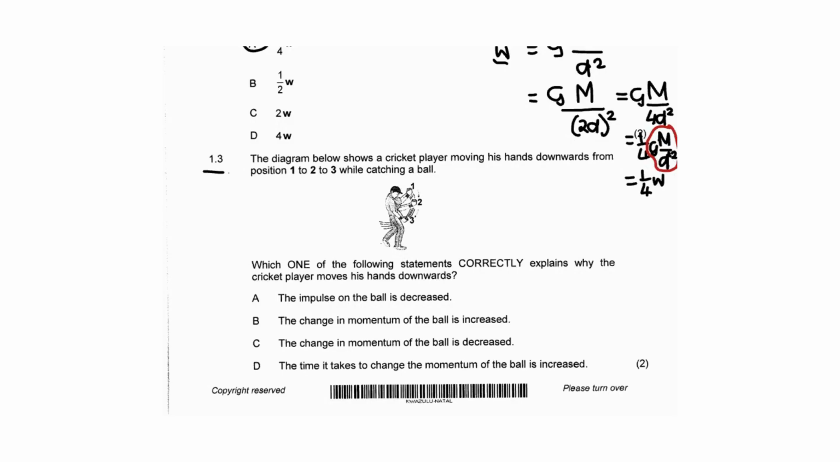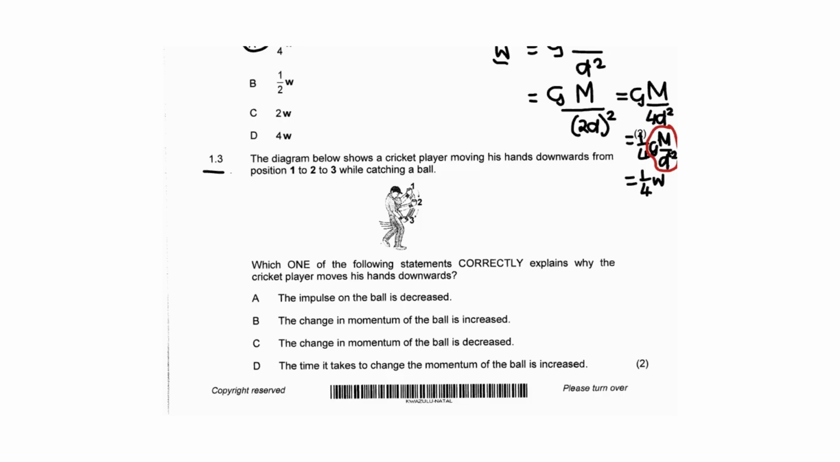Quickly going to 1.3: the diagram below shows a cricket player moving his hands downward from position 1 to 2 to 3 while catching a ball. If you think about this, it is very common. If someone throws something to you, you don't push your hands toward the object that is coming towards you. What you do is move backward as much as you can, so that when the object hits your hand, it doesn't cause any pain. The question is: which one of the following statements correctly explains why the cricket player moves his hands downward?